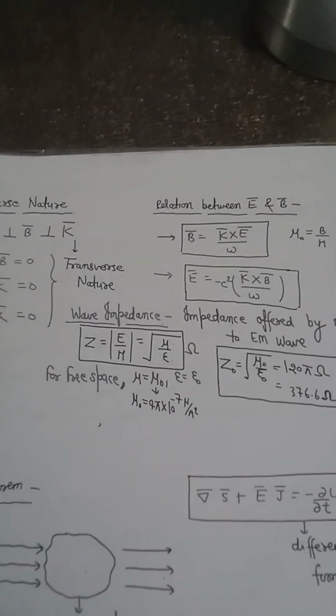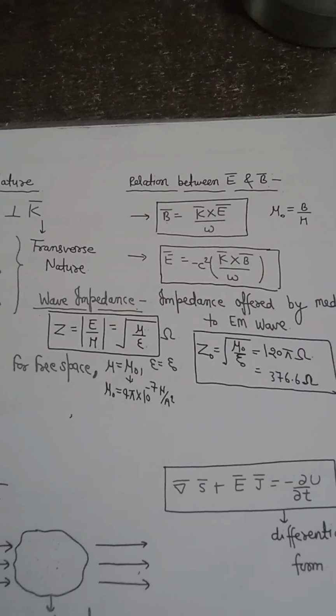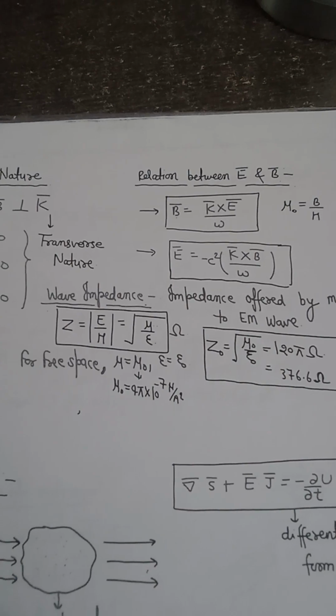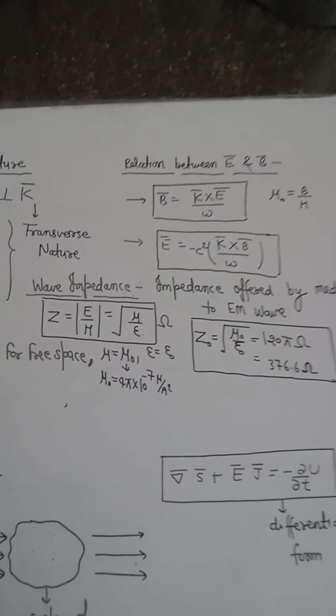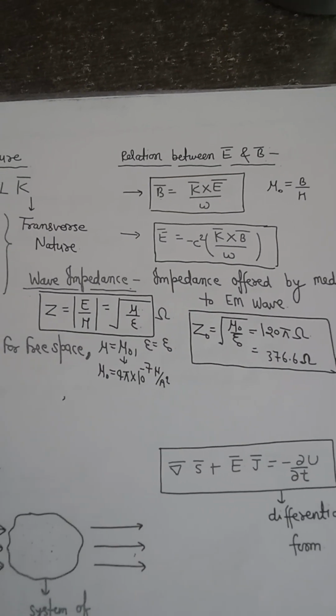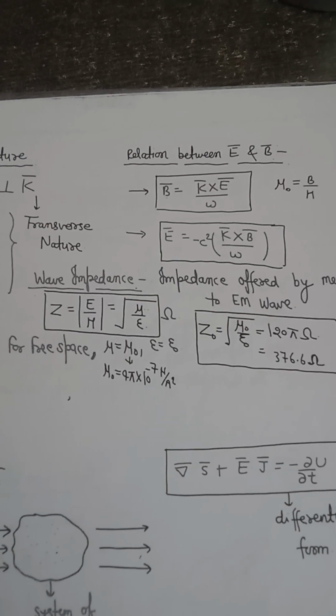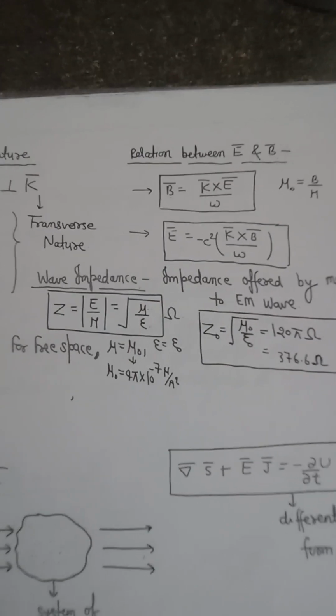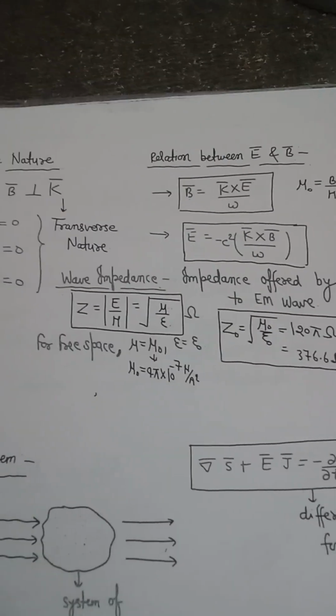And we will study relation between E and B. So B is equal to vector k cross vector E upon ω, and μ₀H is equal to B. Vector E is equal to −c² vector k cross vector B upon ω.